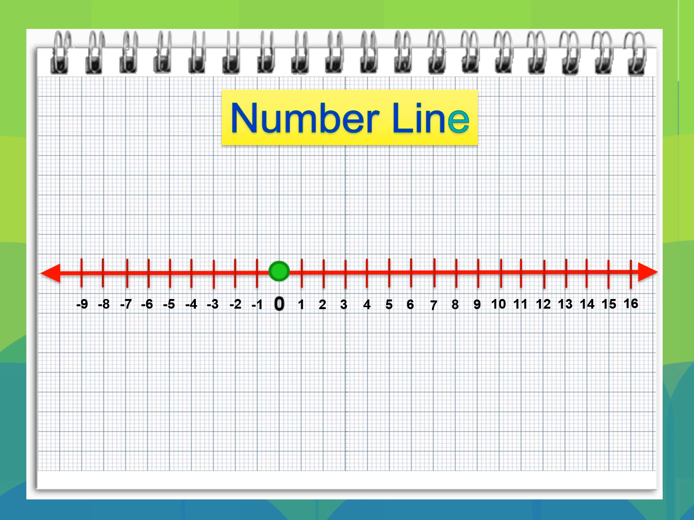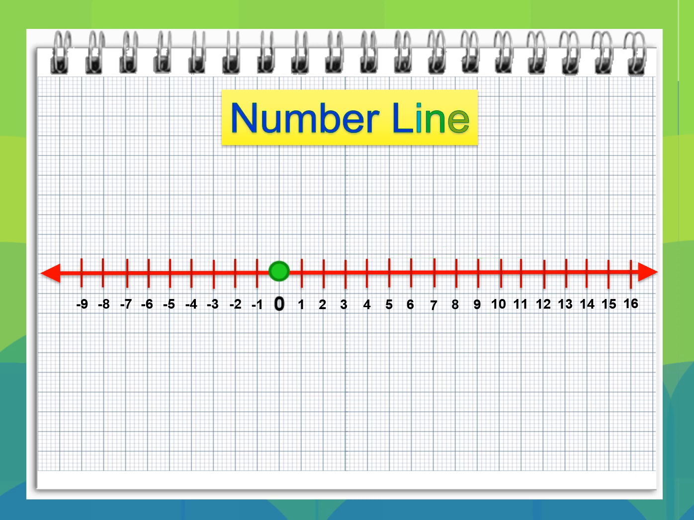On the number line, the number 3 is 3 units to the right from the origin, while its opposite, the negative 3, is 3 units to the left of the origin. How many units is negative 9 from the origin? How about the positive 16? Yes, you are correct. It is 9 units to the left of the origin, and the positive 16 is 16 units to the right of the origin.